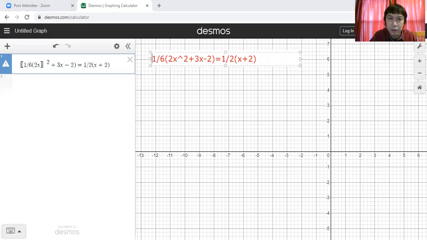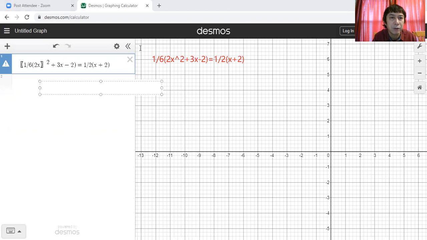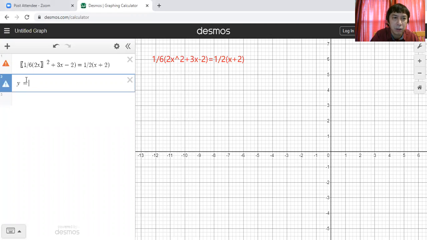And our equation is 1/6 times the quantity 2x squared plus 3x minus 2 is equal to 1/2 times the quantity x plus 2. So we're going to form one equation using the left side and another equation using the right side. Using another field, we start with y equals the left side. We'll make use of the left side of the given equation to start with the graph.